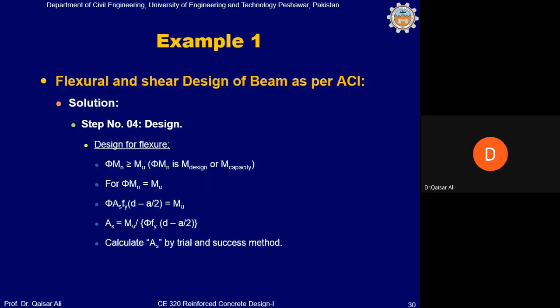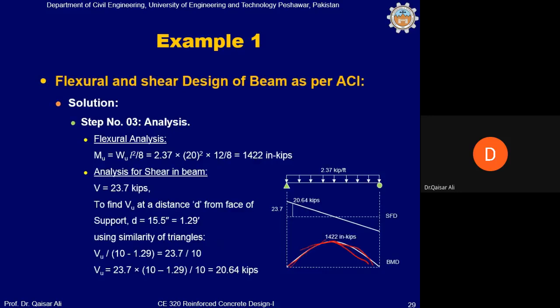We will only discuss the shear part. Okay, this is the shear part. This is the critical shear, which is calculated at a distance of d. You can calculate this Vu. This is Vmax. We will not use Vmax in our design. We will use Vu, which is at a distance of d.